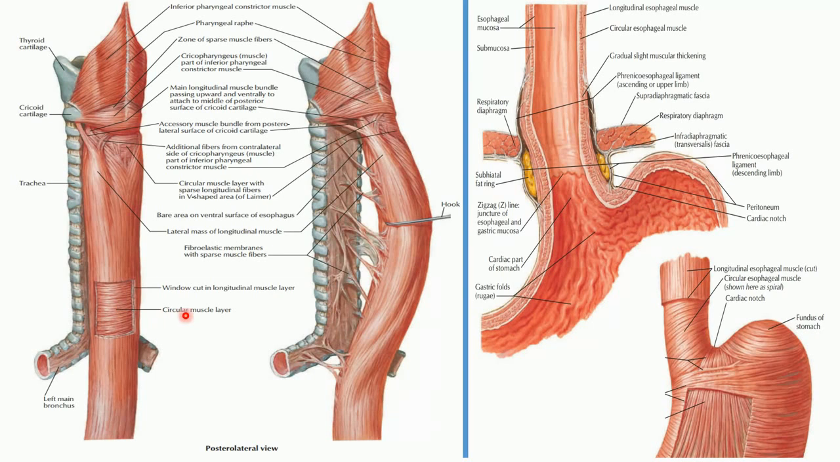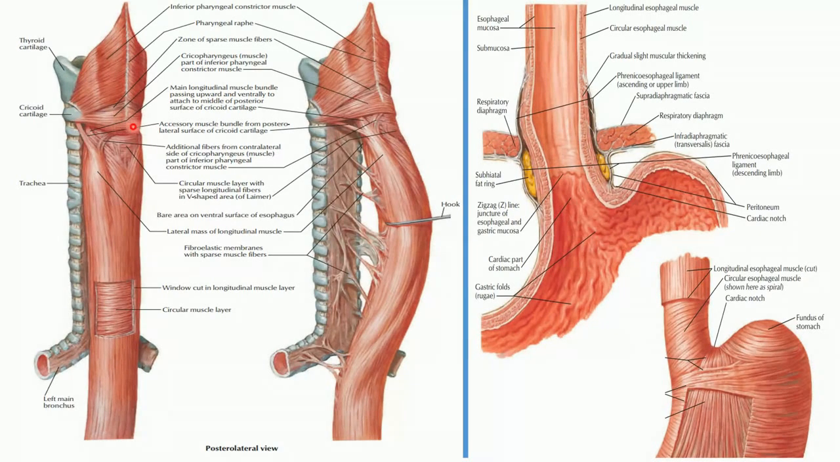That's the inner circular muscle fibers that are going to be contracting to squeeze the food bolus, and then the longitudinal fibers are going to be contracting to allow peristalsis along the path, down the esophagus towards the stomach.